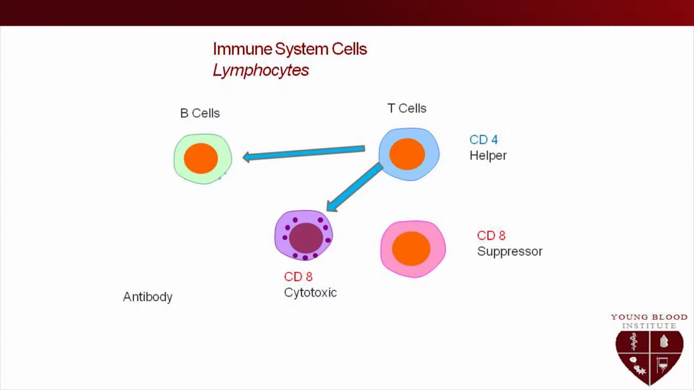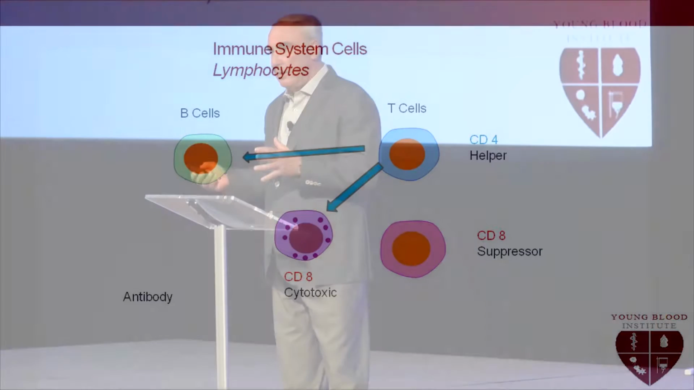The most prominent of these cells are the lymphocytes. The lymphocytes are divided in 2 major groups, B cells and T cells. The T cells are subdivided into CD4 cells, or helper cells, and CD8 cells, or suppressor cells. This is very important because they regulate how the immune system works.